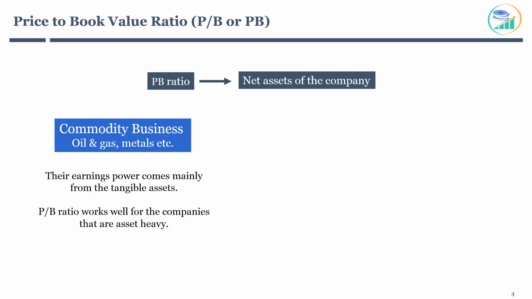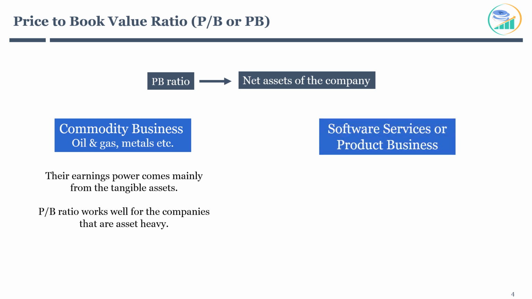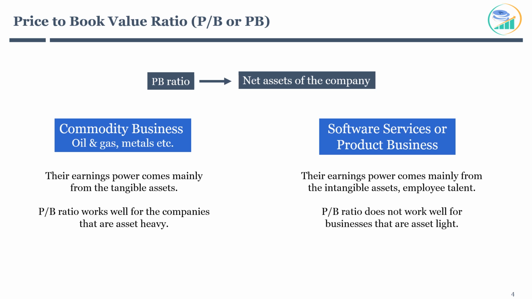On the other side, let's consider business like software services or product. Their earnings power comes mainly from the intangible assets like software code, patents, employee talent and so on. PB ratio does not work well for businesses that are asset light. PB ratio is one of the important ratios while valuing a stock. This will be covered in more details during valuation.